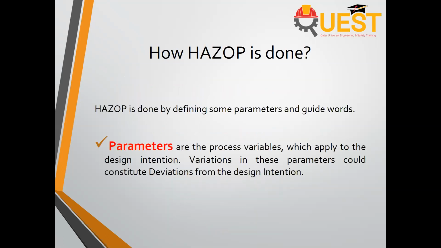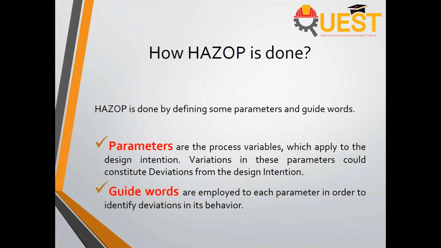How is HAZOP done? HAZOP is done by defining some parameters and guidewords. Parameters are the process variables which apply to the design intention. Variations in these parameters could constitute deviations from the design intention. Guidewords are applied to each parameter in order to identify deviations in its behavior.